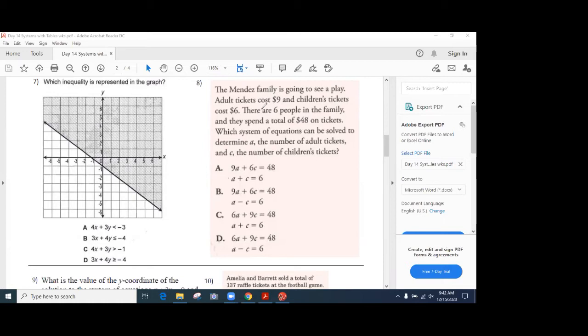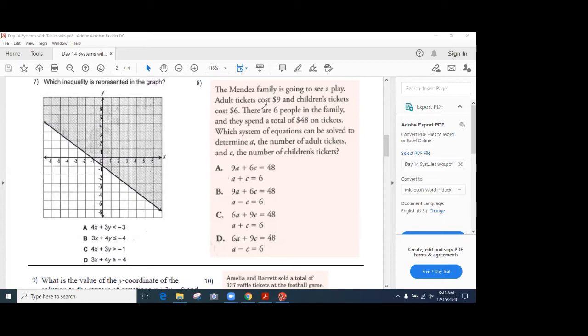So we start reading this problem and we're looking for keywords like total or is, or something that gives away what a total is. So we have to do something I hate to do, and I know a lot of y'all hate to do, and that's read. The Mendez family is going to see a play. Adult tickets cost $9. Do y'all remember these questions that talk about adults and children? Okay, we've done plenty of these.